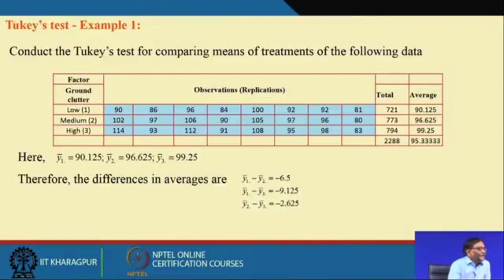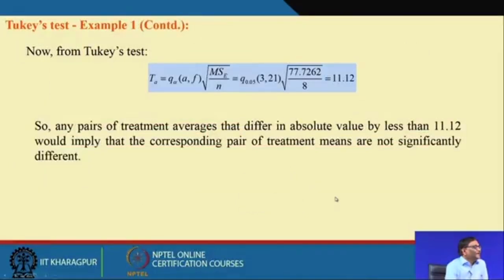Now, see the ground clutter example. y 1 bar, y 2 bar and y 3 bar are computed: 90, 96, 99.25. Then the differences in averages are computed: y 1 bar minus y 2 bar, y 1 bar minus y 3 bar, and y 2 bar minus y 3 bar. And then from the Tukey test, you just find out what happened.